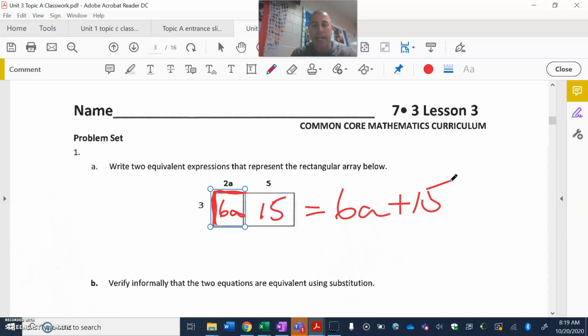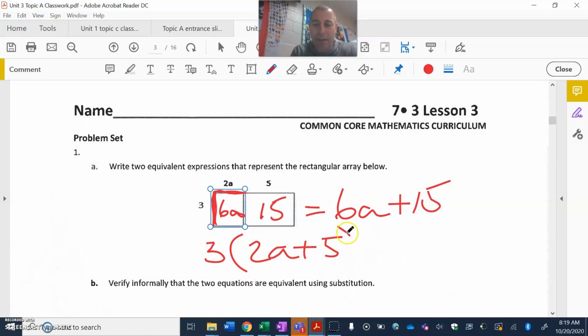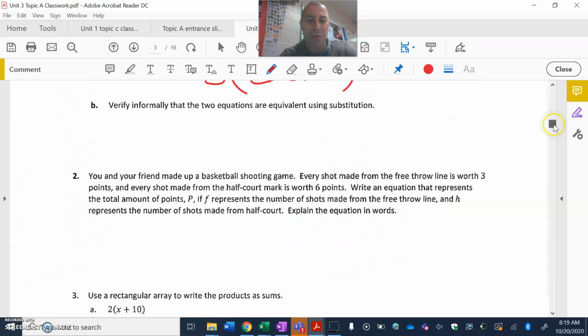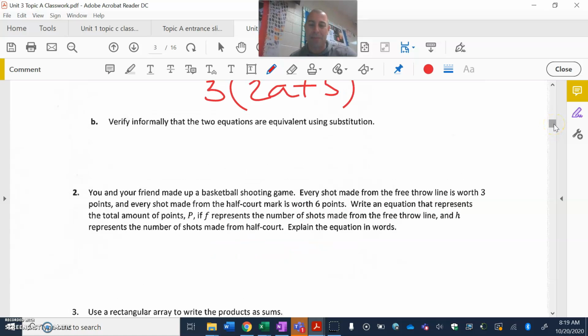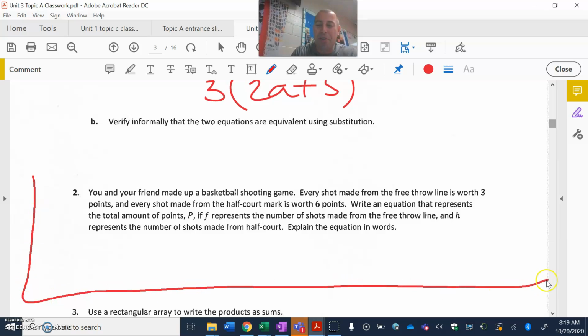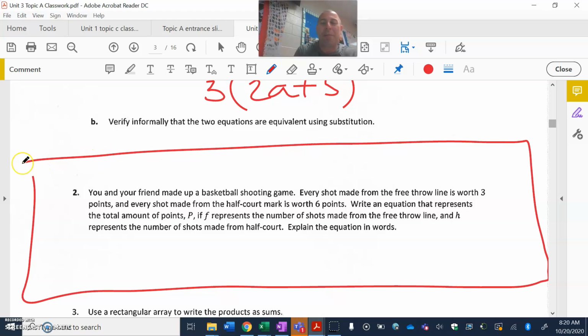The other way of looking at it here is you are multiplying 3 times that 2a plus 5. So there's your two equivalent expressions. In other words, I want you to see two different ways. I'm not as worried about that. Your rectangular arrays kind of go bye-bye when it comes down to it. This question number 2 is a phenomenal question because it's what we're going to be getting ourselves into. You can skip B.